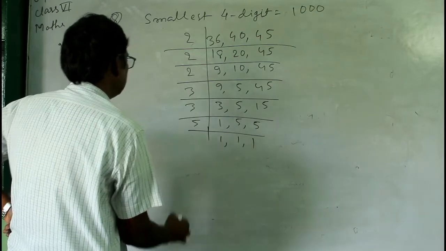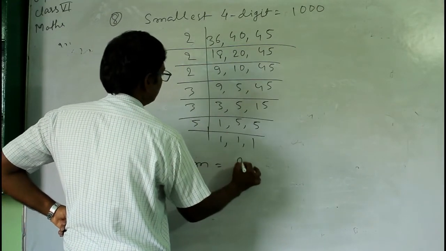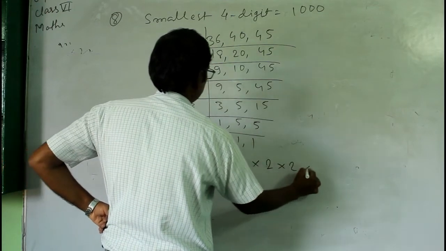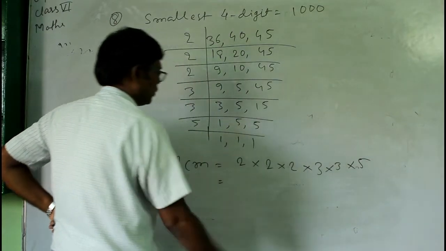Now, what is the LCM? LCM is equal to 2 into 2 into 2 into 3 into 3 into 5. So how much is the answer?